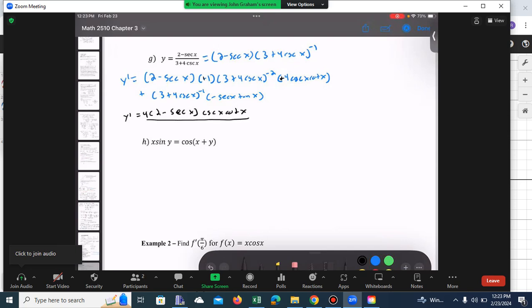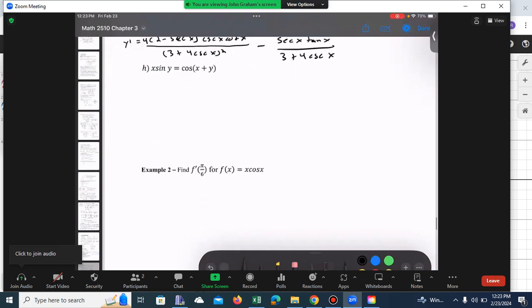All of this over 3 plus 4 cosecant x squared, plus minus secant x tangent x over 3 plus 4 cosecant x. I'm not going to really make this any simpler by doing anything else.